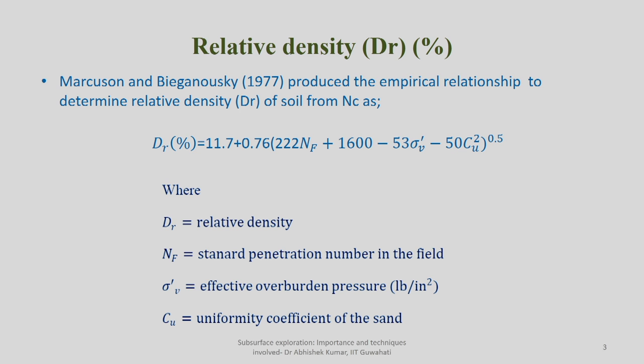So we were discussing that based on field investigation you get your NSPT value, that is the field-recorded SPT N value, or NF. Then, depending upon the depth at which you are conducting the test, once you get the value of sigma V prime, that is the effective overburden pressure, the NF value and CU values, you can also determine the relative density of the material at the site of interest.